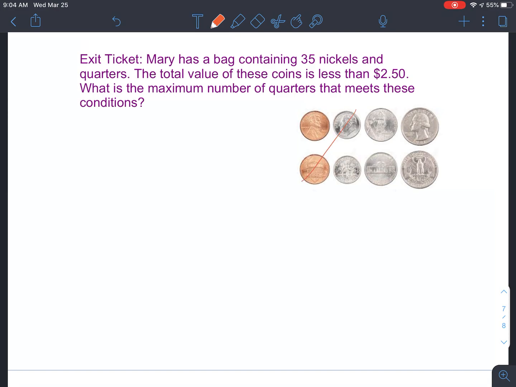Okay, so what am I going to be looking at? We're only going to be looking at nickels and quarters. The nickels, the hint I'm going to give you is that we need to know how much these are going to be. So the nickels are 5 cents and the quarters are 25 cents. So use that information to help you define your variable.